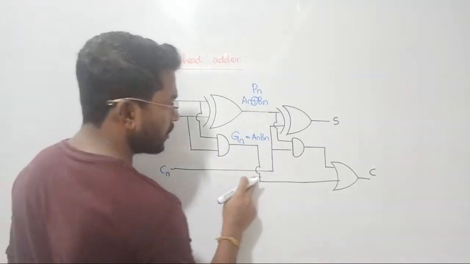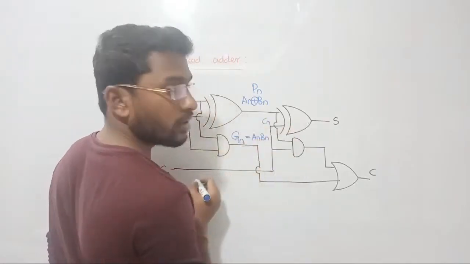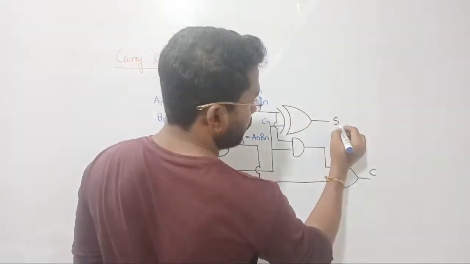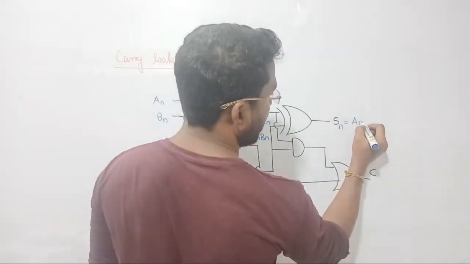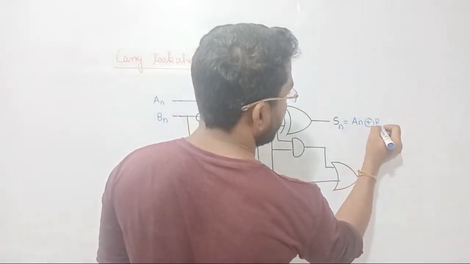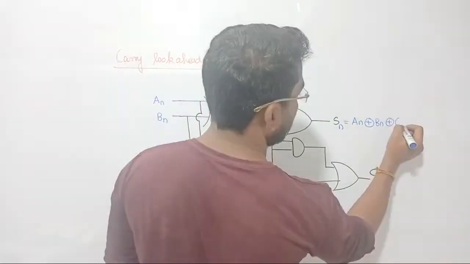So let me pass Cn through it. Here it is going to be Cn, such that the output of this one, Sn, is going to be, let's try and bring the answer, An XORed with Bn XORed with Cn.